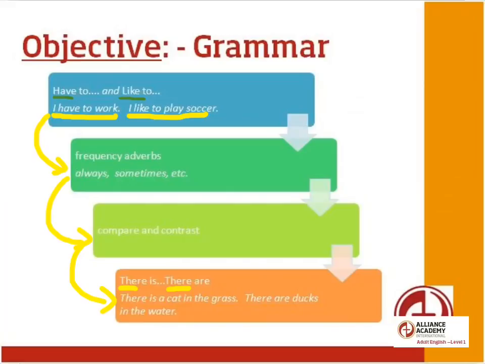Let's look at an example before we actually begin. There is a cat in the grass, and there are ducks in the water. Now, the best way to explain there is and there are is to say that it's basically like saying hay in Spanish. Hay un gato en la casa. Hay. Okay. So when you hear there is, there are, that's what we're talking about.